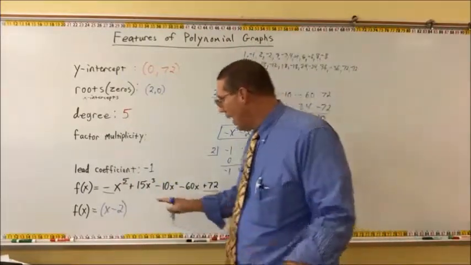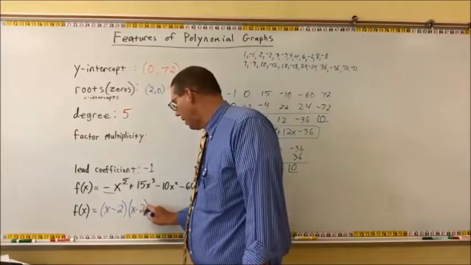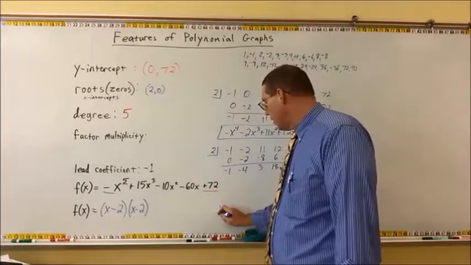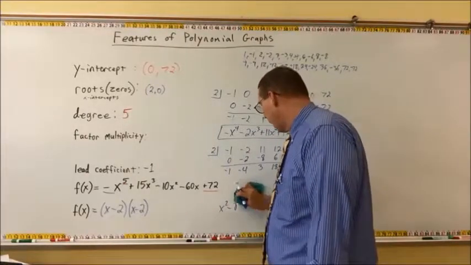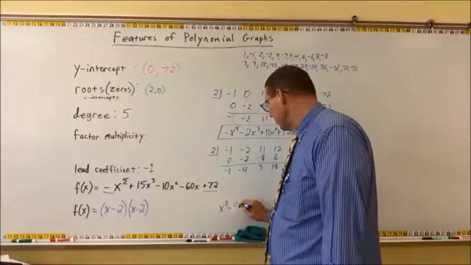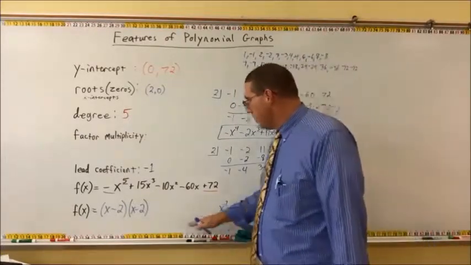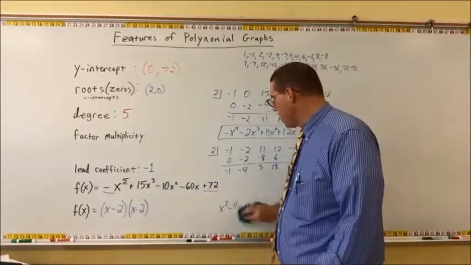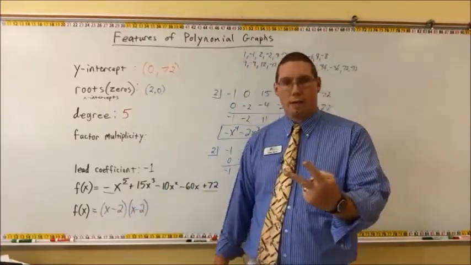However, what we can do is go down here and write x minus 2 again. And what this means is x minus 2 times x minus 2. Isn't that equal to x squared minus 8x? Excuse me, that's not right. Minus 4x plus 4, right? And that means that that's a part of this polynomial. It means that that factor, x minus 2, shows up at least twice.